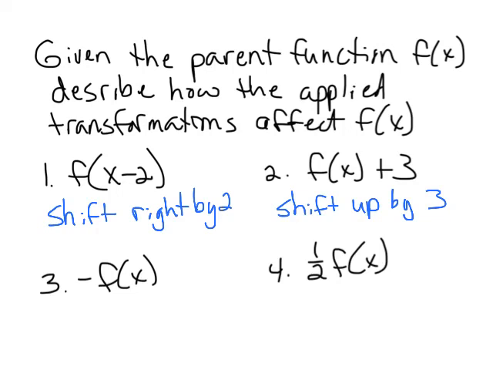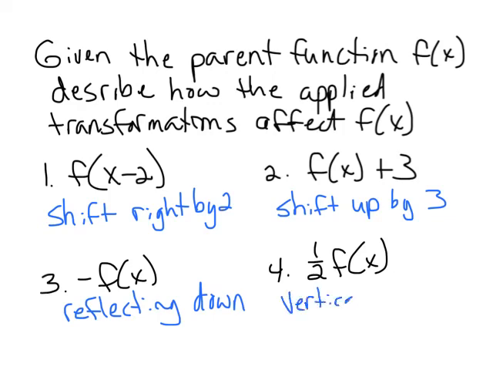The third one, I'm reflecting over the x, because I'm reflecting down. I'm negating all my y values. I'm reflecting down. And the fourth one is a fractional coefficient in front of the function. So I'm taking every single y value and I'm chopping them in half. So that is a vertical shrink. Oh my goodness, I didn't spell vertical right in the last page. Vertical shrink by 2.